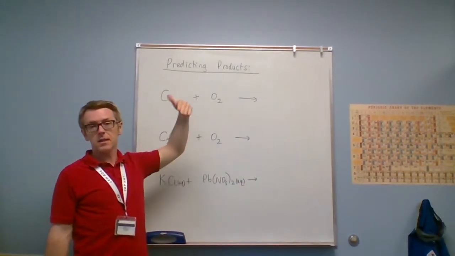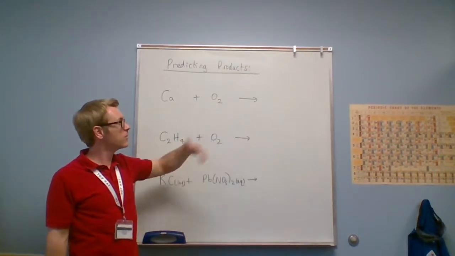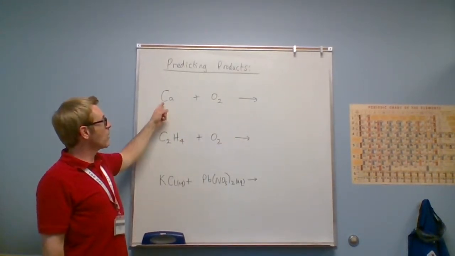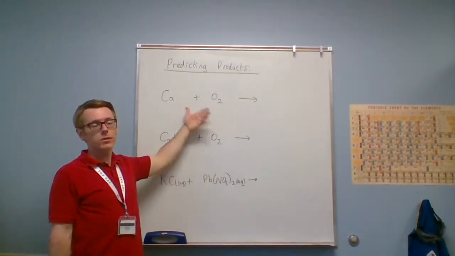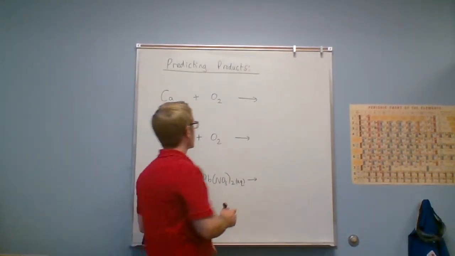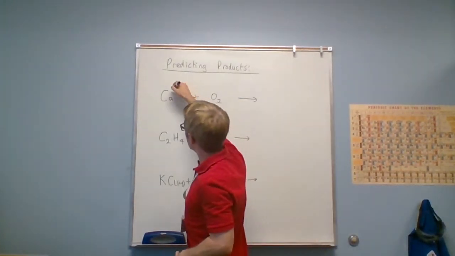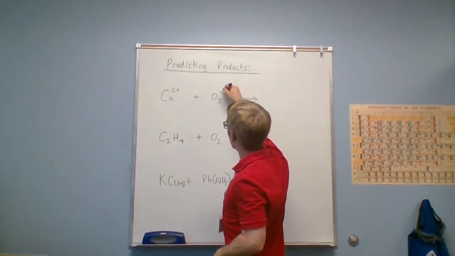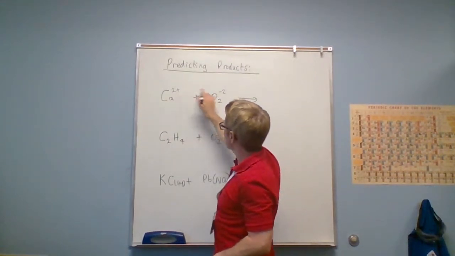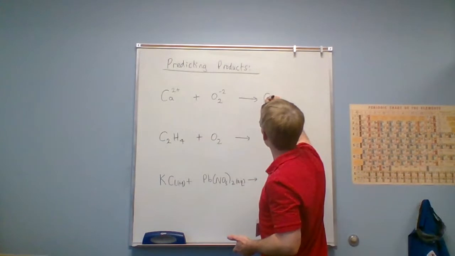Oxygen is in group 16. It wants to form a negative 2 charge. And we know that metals, when they encounter nonmetals, form ionic compounds. So we know it's going to be charged. So I would predict that calcium is going to form a +2 charge. Oxygen is going to form a negative 2 charge. So they'll want to come together in a 1-to-1 ratio.